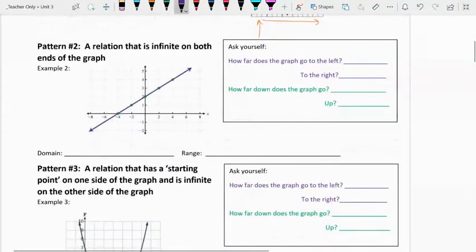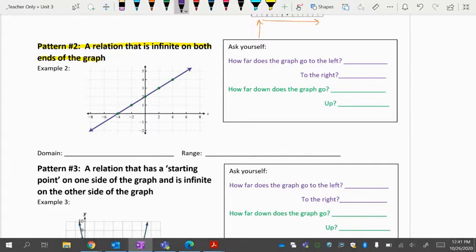So then we have another pattern. This pattern is coming from a relation that is infinite on both ends of the graph. If you're noticing, a line goes on forever. So I'm going to infinitely go to the left, infinitely go to the right, infinitely decrease, and infinitely increase. So essentially you're going to have everything. When you have everything, it's all reals.